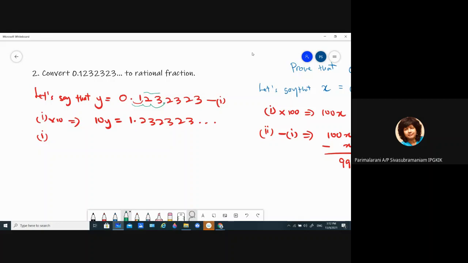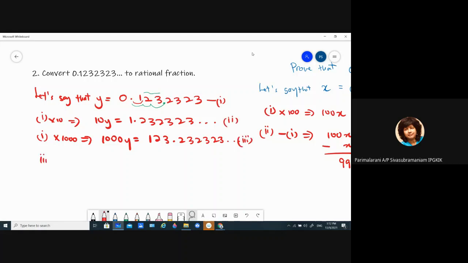So we want the decimal point to come here. So we need to multiply by 1000, correct? So we have 1000y is equivalent to 123.232323. At the back, you can add how many you want, okay? Because they're all repeating. So now we have two equations here. This is equation 2 and this is equation 3.